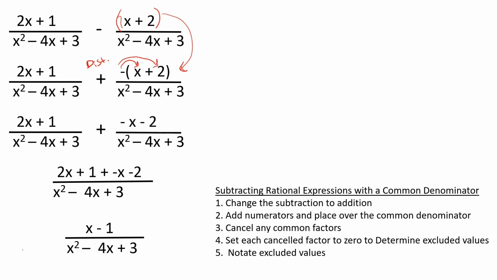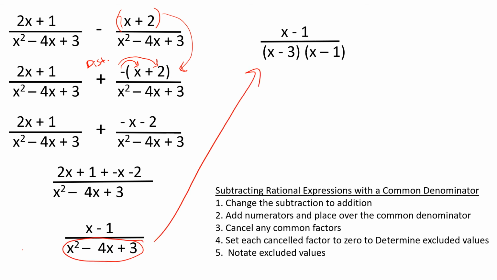Now we're not done yet. We need to factor if we can factor. So notice I've taken this trinomial here, and I factored it up here. Once you've factored it, see if you can cancel out any common factors. Remember, this ends up being 1 on top.